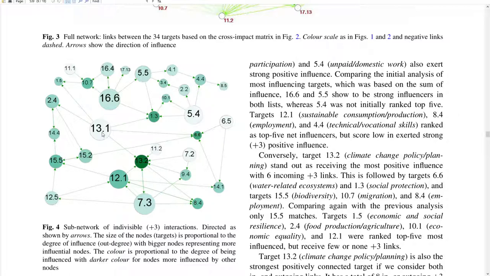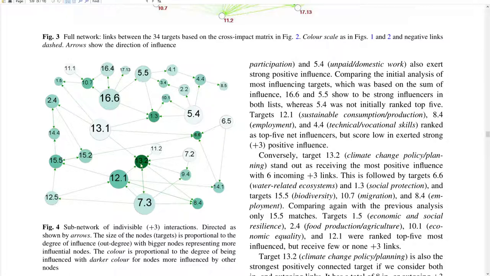16.6 and 13.1, you can see a lot of the links coming. This means 13.1 has, along with 16.6, the most influence over other targets. Here we can see a bidirectional link. So 16.4 is positively influencing 16.6, and 16.6 is positively influencing 16.4. And since we only took the plus 3 interactions, this means that both have a plus 3 influence on the other.